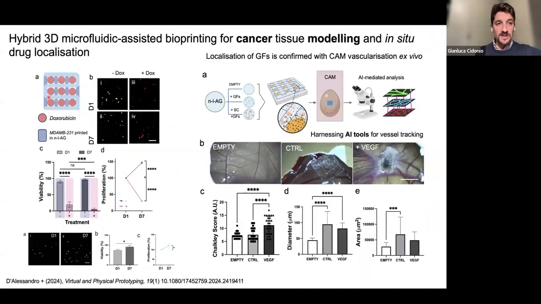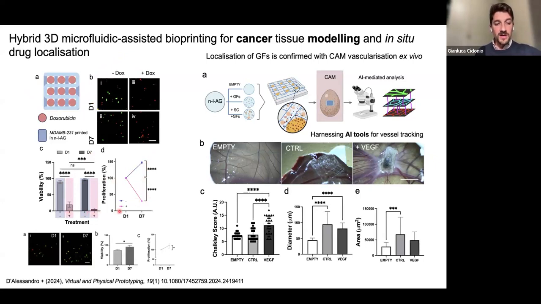So we printed the 231 breast cancer cell line into the blue system here in the printing system. After doing this, we switched the microfluidic chip to dispense the doxorubicin, to localize doxorubicin in the macroporosity. Hopefully you can appreciate that the absence of doxorubicin makes the cells alive and they proliferate quite a lot actually. And when we add doxorubicin and localize it inside, we have a significant decrease of the proliferation, and we have a significant decrease in viability.